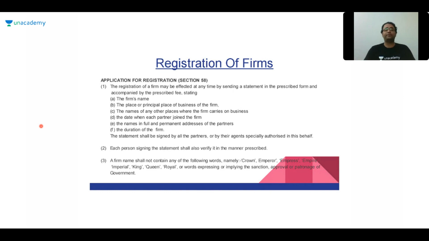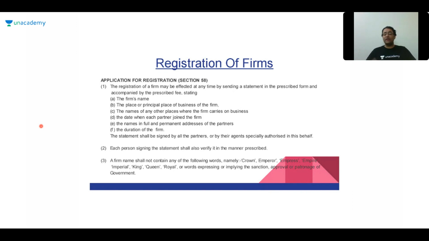Now, what do you mean by registration of firms? See, a partnership firm under the Indian Partnership Act 1932 need not be registered. You can just prepare a partnership deed outlining all the roles, responsibilities, duties, and regulations of the partnership firm and start off the business. Using that partnership deed, you can get your various registrations, your GST registration, your MSME registration, and all the registrations under the various laws. But it is not mandatory for you to register your firm with the registrar of firms. That is an optional thing that you need to do in case you want to.